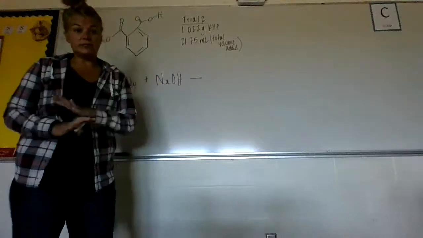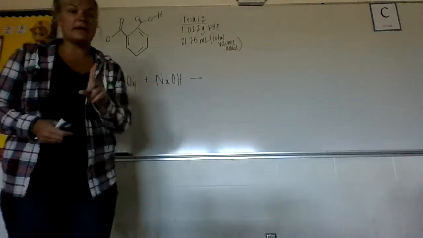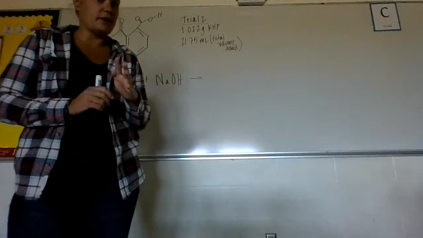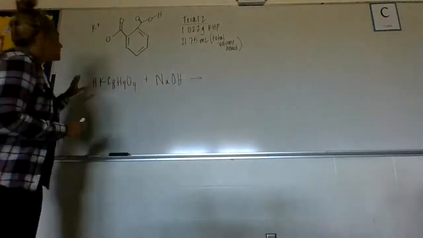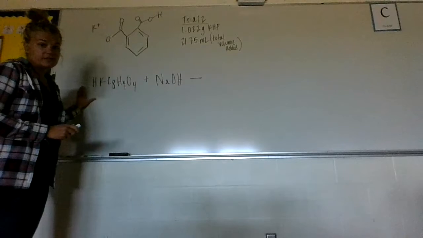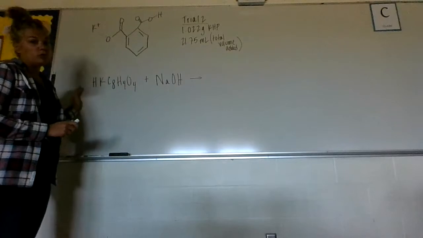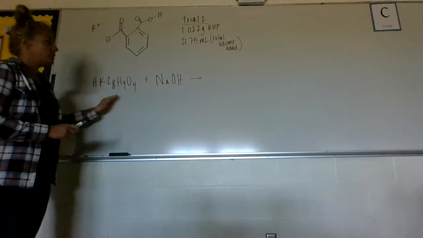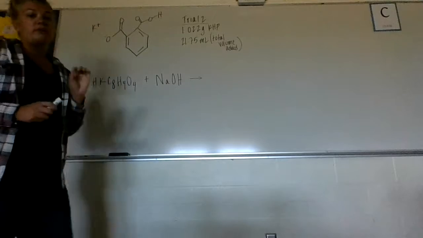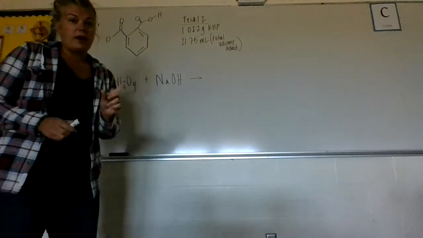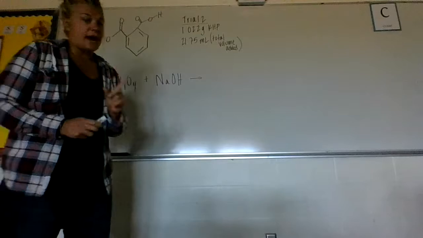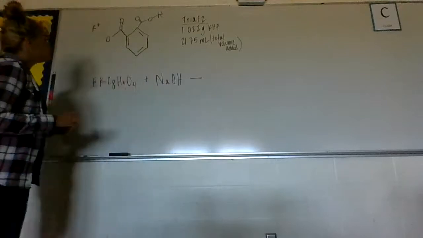Okay, so let's look at the math for this. But before we look at the math, I want to talk about a couple of things. The first thing is the equation that we're going to be using in order to draw a mole-to-mole relationship between KHP and sodium hydroxide. But before I do that, I want to talk briefly about why KHP is an acid and why it's written so funny.